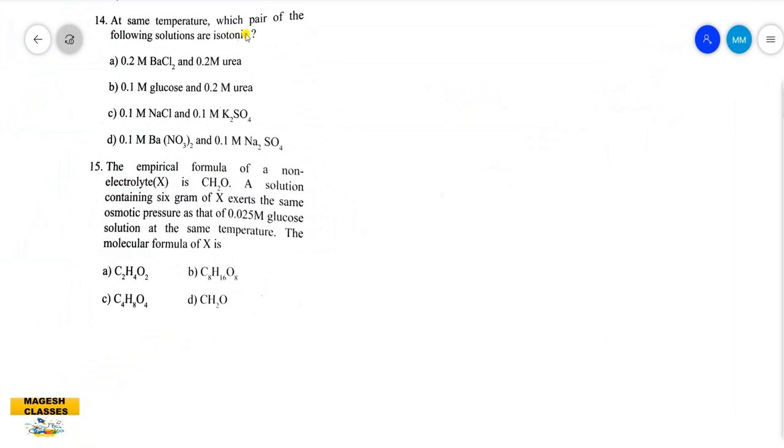Question number 14. At the same temperature, which pair of the following solutions are isotonic? Isotonic solutions have the same osmotic pressure.